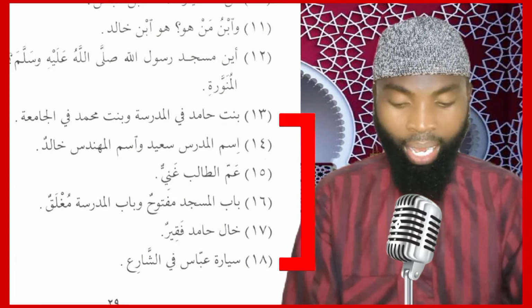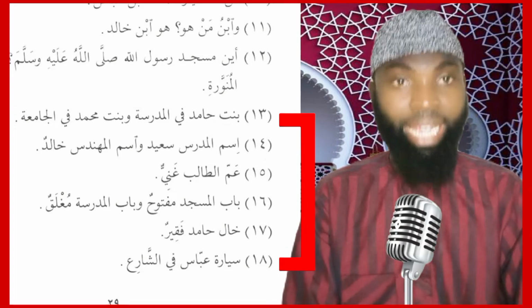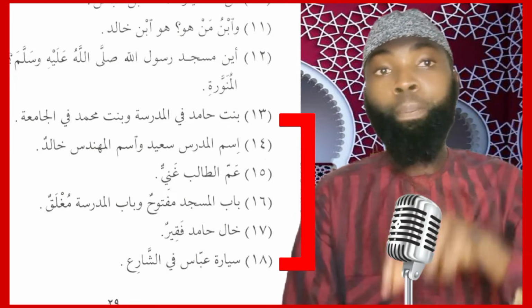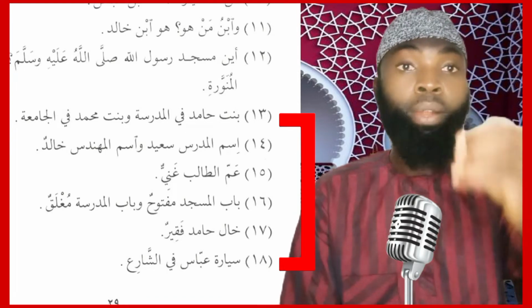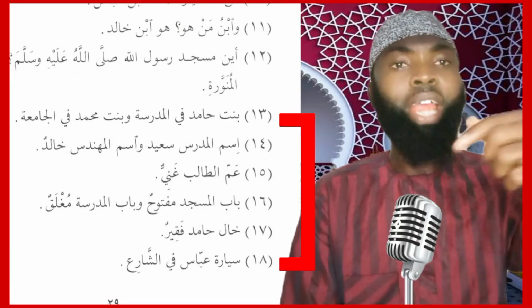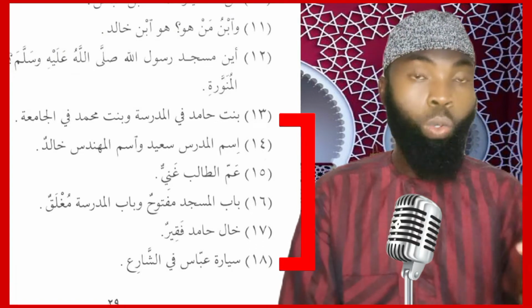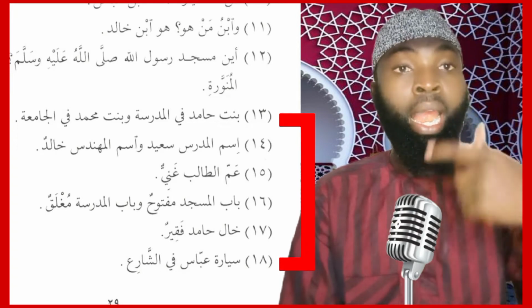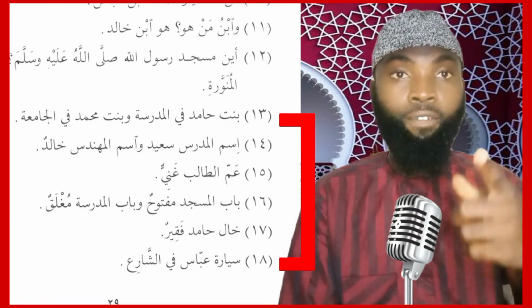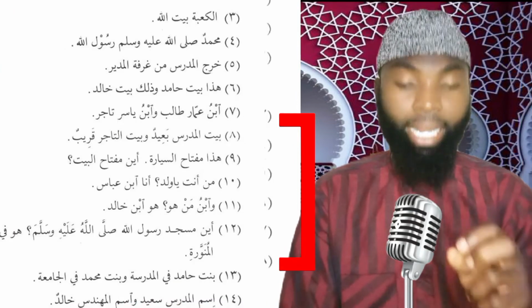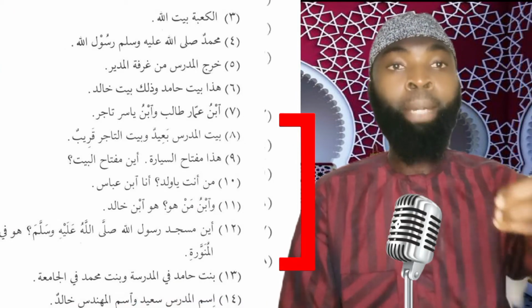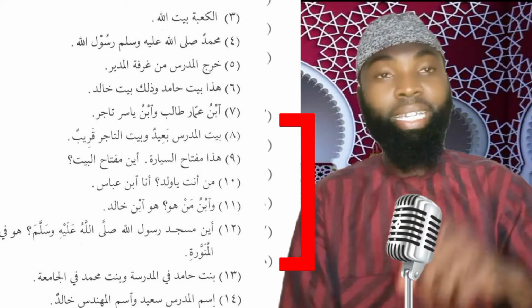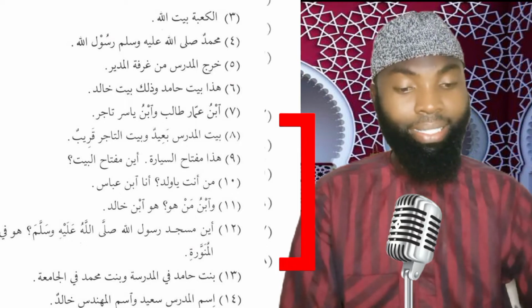Number 17, we have Khalu Hamidin, Hamid's maternal uncle. We said it earlier that Ammun means a paternal uncle, the brother of your father, while Khalun is a maternal uncle, the brother to your mother. So we have Khalu Hamidin Fakirun, Hamid's maternal uncle is poor. Number 18, Sayyaratu Abbasin fish shari'i. Abbas' car is in the streets.